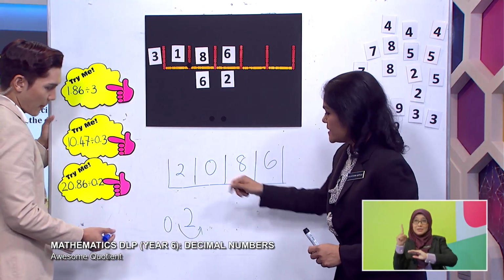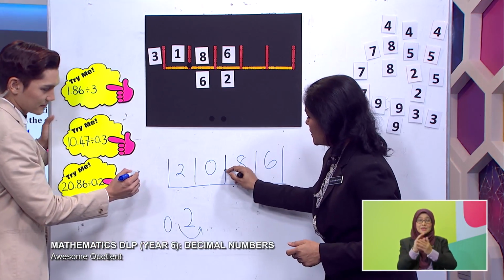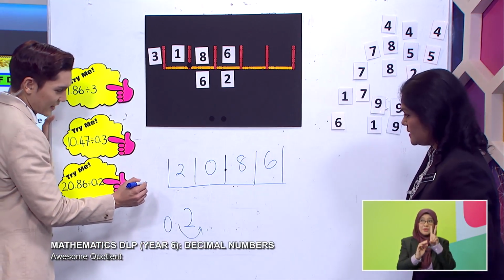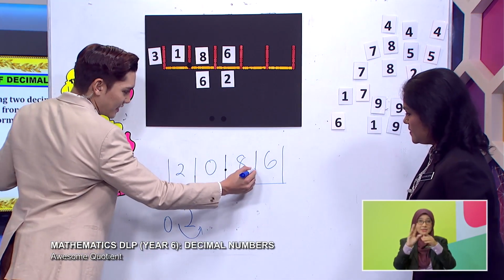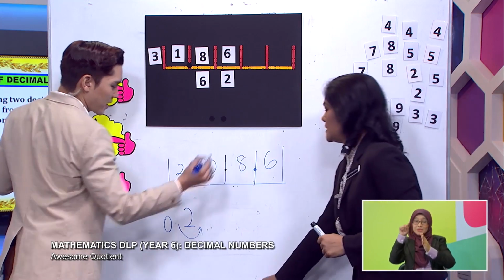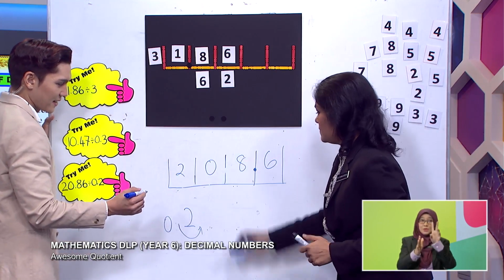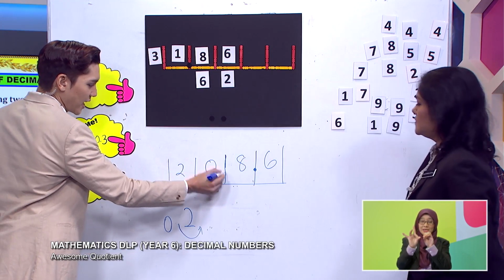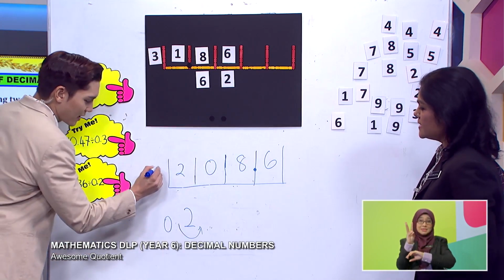So in the question, the decimal is in 20.86. You move the decimal first, and I will move it here. So there will be 1 decimal place as well. So it becomes 208.6. The divisor is 2.